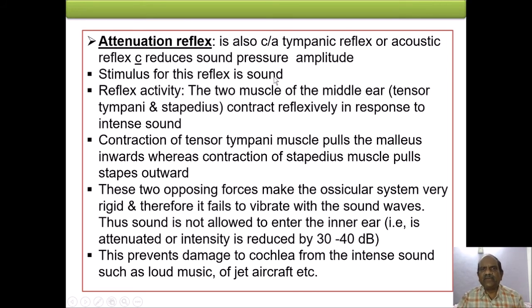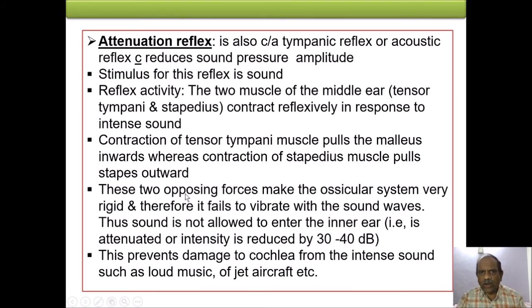The stimulus for this reflex is sound. What is this reflex activity? The two muscles of the middle ear that we know, tensor tympani and stapedius, contract reflexively in response to intense sound. Contraction of the tensor tympani muscle pulls the malleus inward, whereas the contraction of the stapedius muscle pulls the stapes outward.